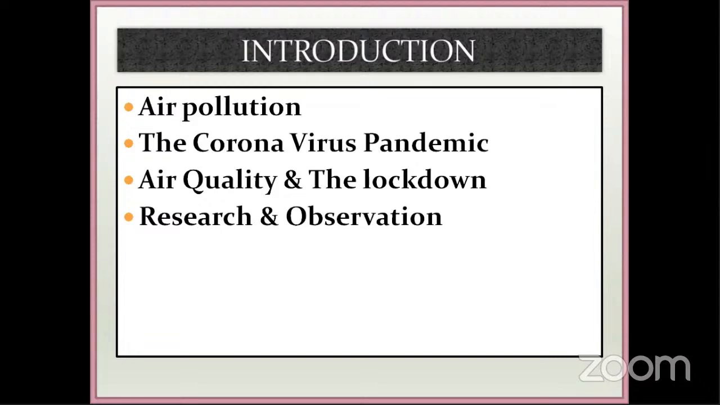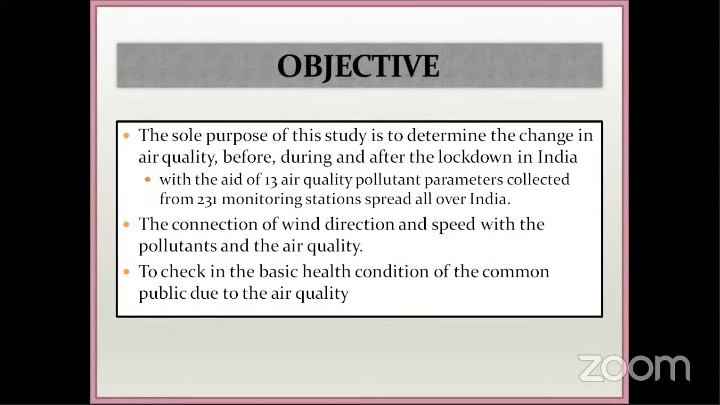Different studies were done and articles were also published, and it was observed that the air quality significantly improved. So it begs the question of the importance of such temporary lockdowns for suitable time intervals, and whether that will help to mend the environment. The sole objective of this study is to determine the change of air quality before, during, and after the lockdown, the connection of wind direction and speed with the pollutants and the air quality, and to check the basic health condition of the common public due to the air quality and how the lockdown has impacted the health of the common public.